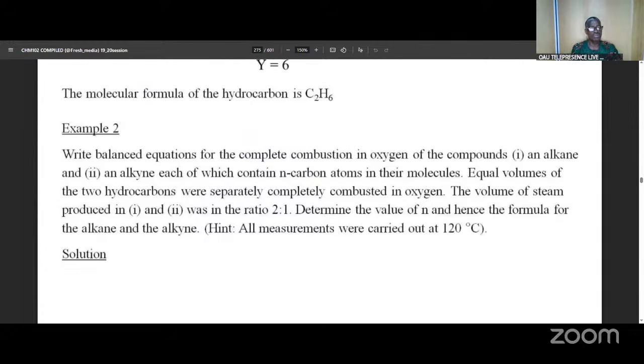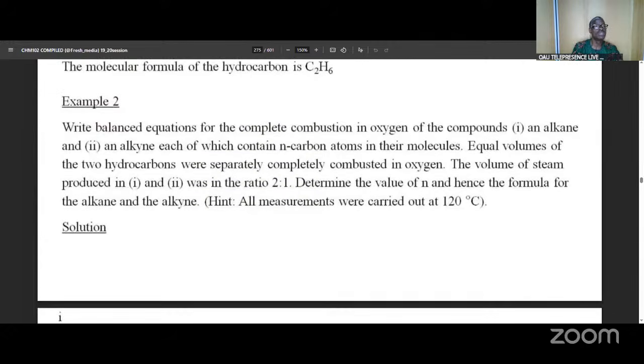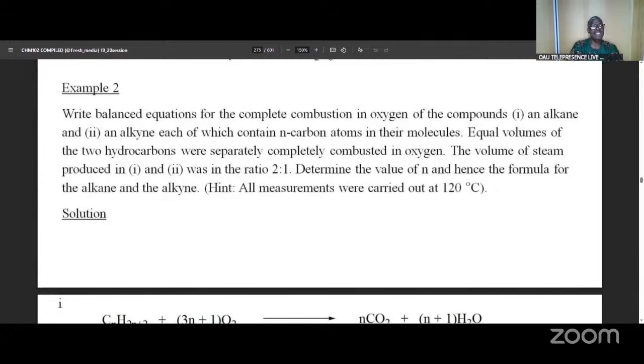Now, example 2. It says write balanced equations for complete combustion in oxygen of the compounds.